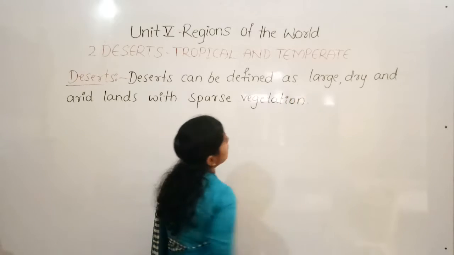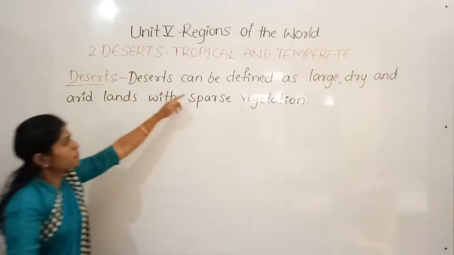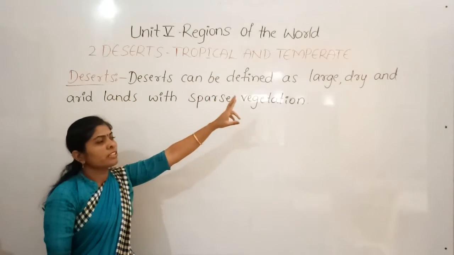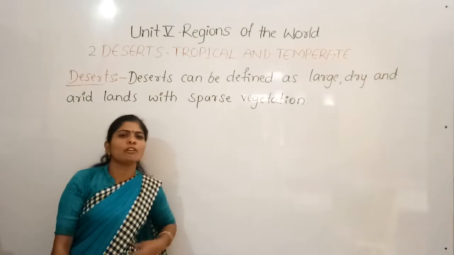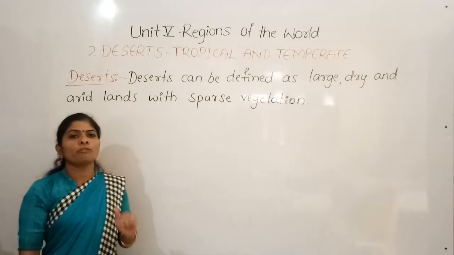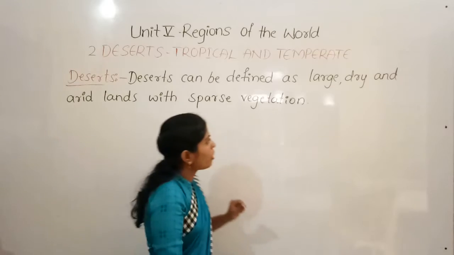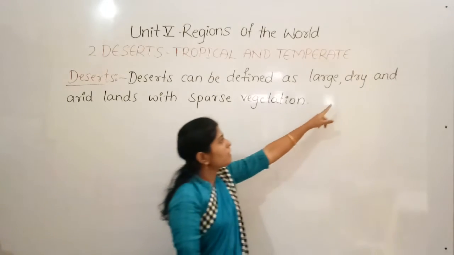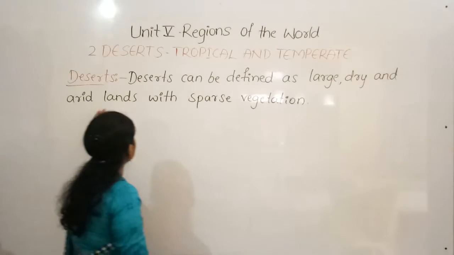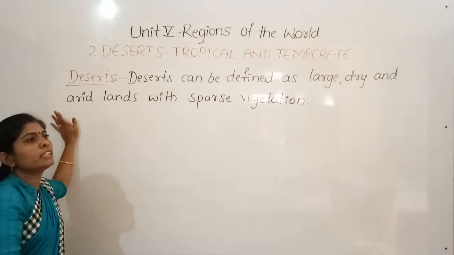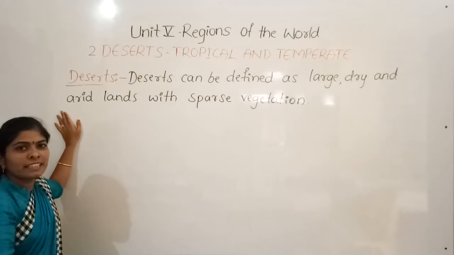So these are the deserts. How can we define deserts? Deserts can be defined as large, dry and arid lands with sparse vegetation. Very low vegetation we can find here, and crops will grow very rarely, because the areas are dry and arid. Arid lands are characterized by scanty or no rainfall.